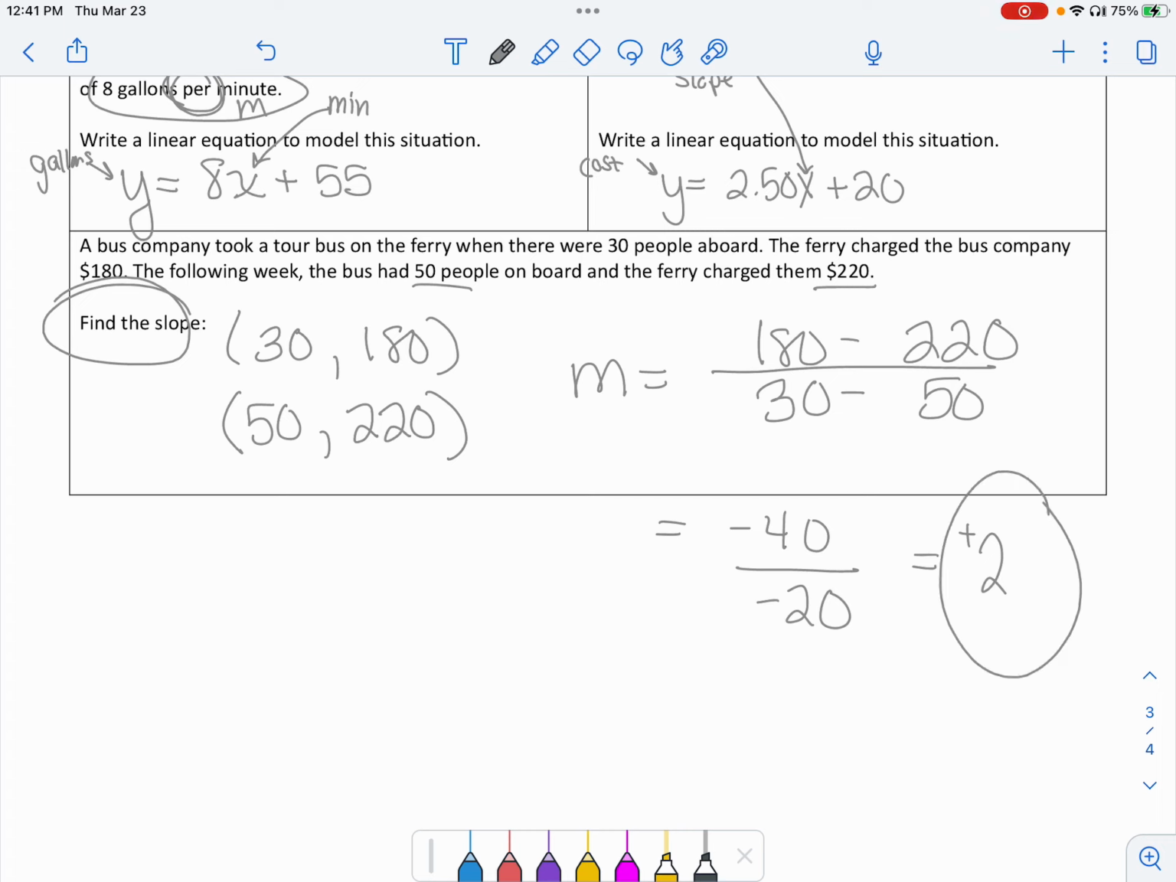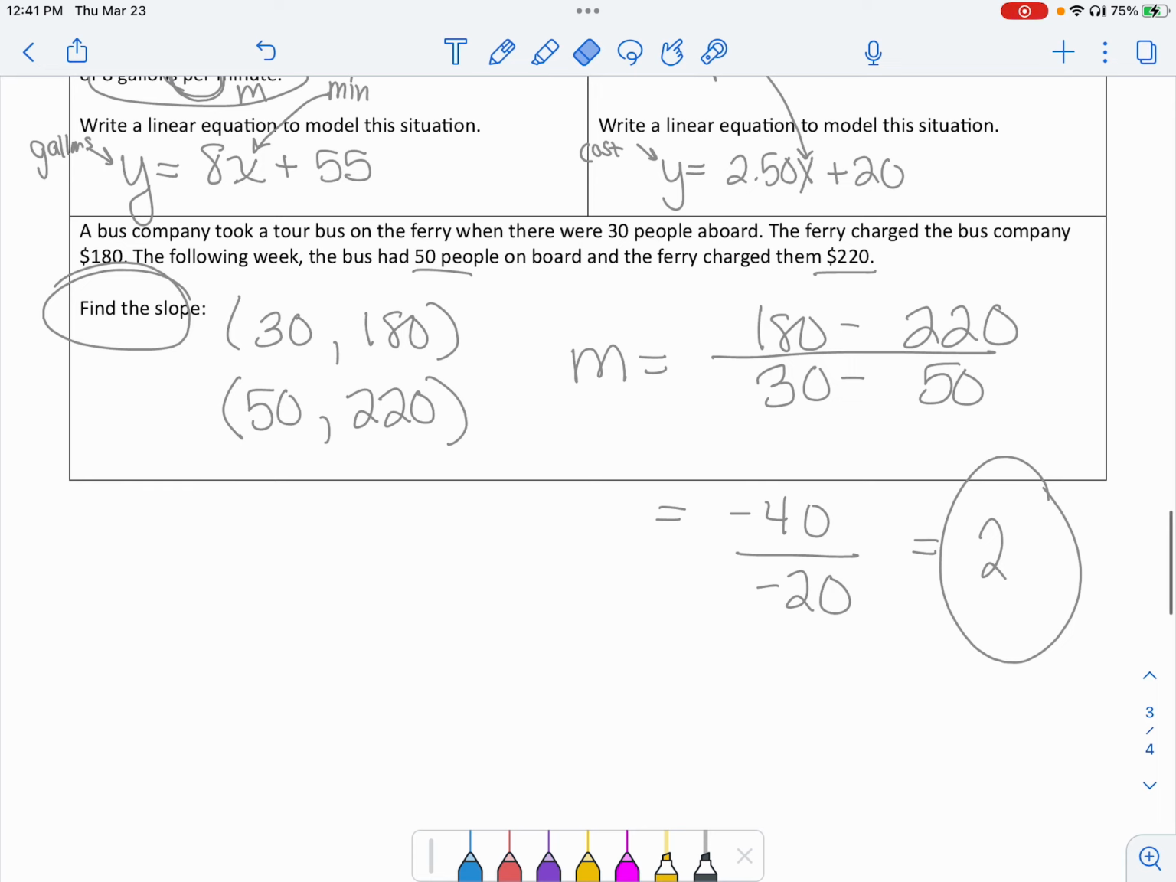And what is that going to be? It sounds like that is $2 for every one person that comes aboard. So there must be an initial cost, but that's how the slope works out. And I'm just going to double check my numbers. 180 minus 220 is certainly negative 40, negative 20. Yep, we're good. So the slope is $2. If you're interested, it's $2 per person, but there must be obviously an additional fee that we're not going to do right now. We can maybe talk about that part later.